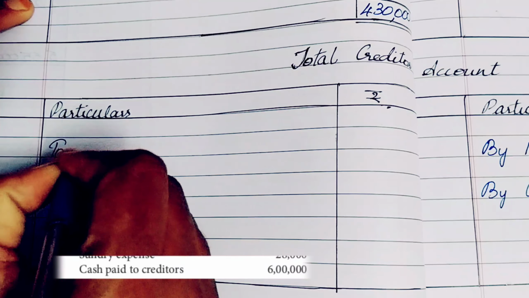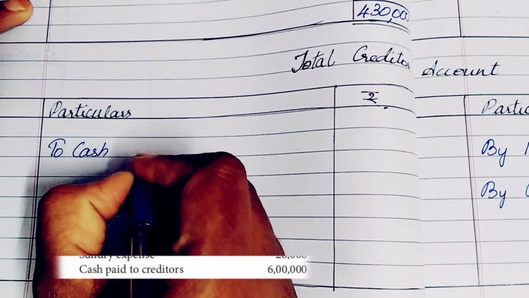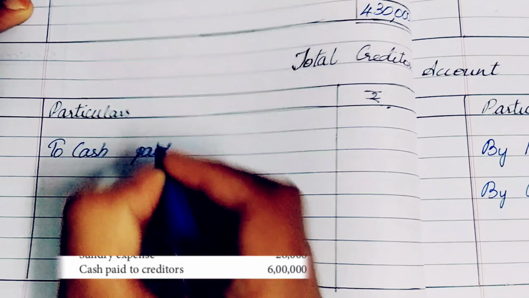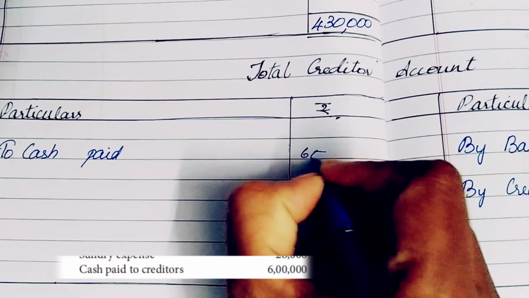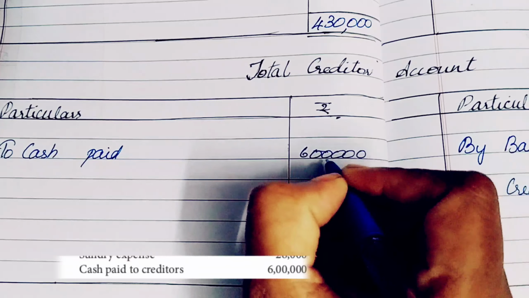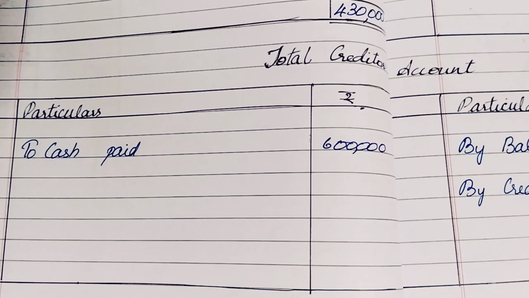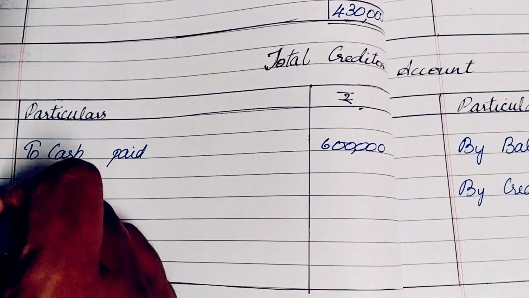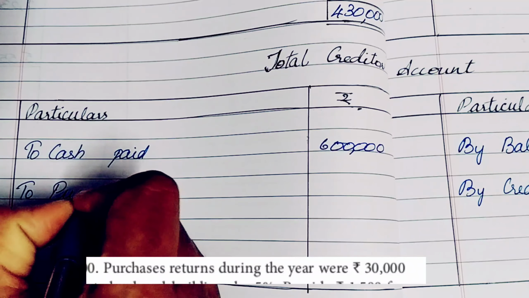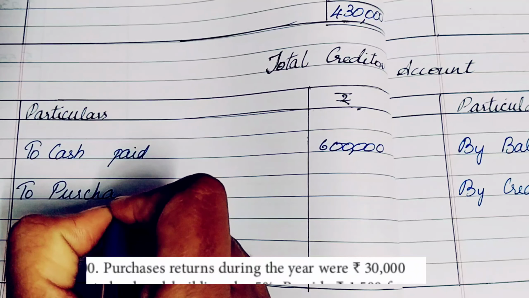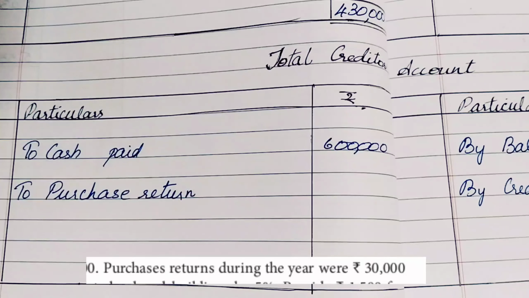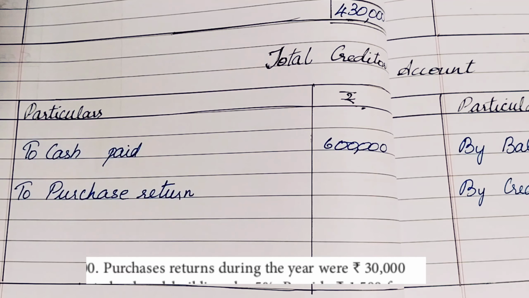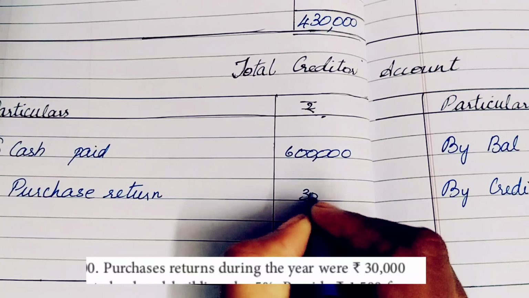So to cash paid. This can be taken from the other information given in the problem. Cash paid to creditors is given as 6 lakh rupees, so I am recording the 6 lakh rupees in the outer column. Next I'm going to record the purchase return, which is also given in the explanation below the other information. Purchase return is to be recorded on the debit side of the total creditors account. The purchase return given over there is 30,000.